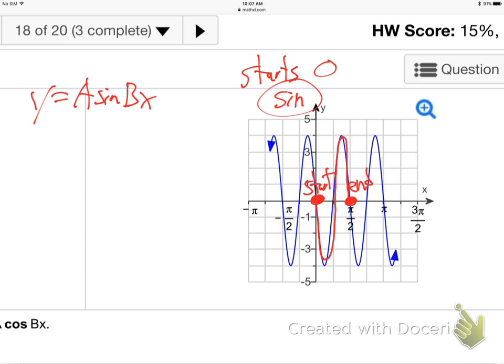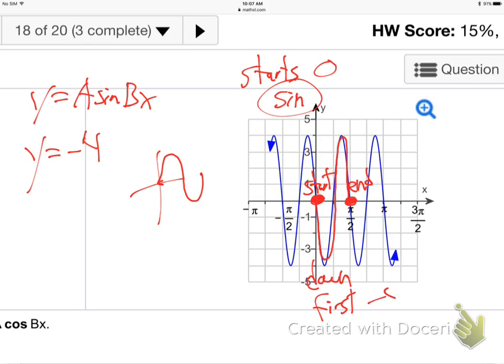What's A? Oh, it's going down first. Good job. Yeah, it goes down first instead of up first. So that's -4. I wasn't noticing that at first. -4, because it goes down first, not up first. The regular sine goes up first, then down. This one's going down first, so -4 amplitude. Good. So -4 sine.